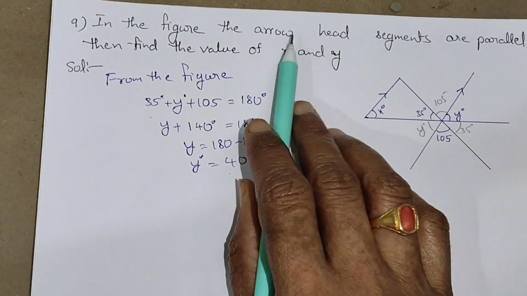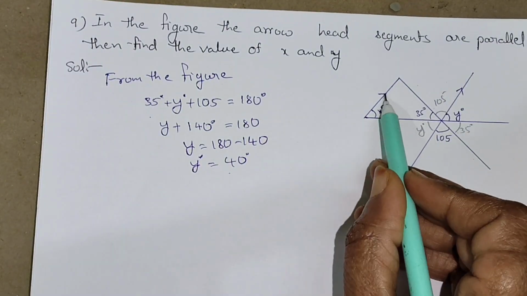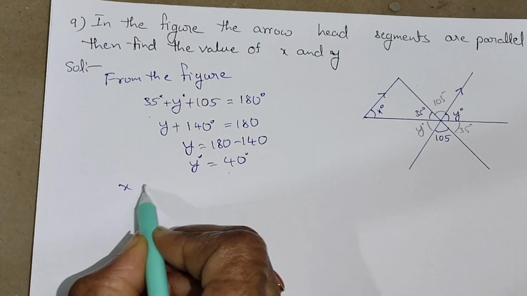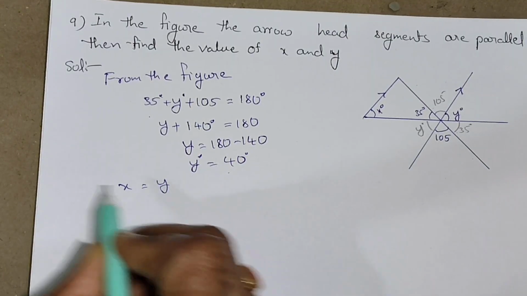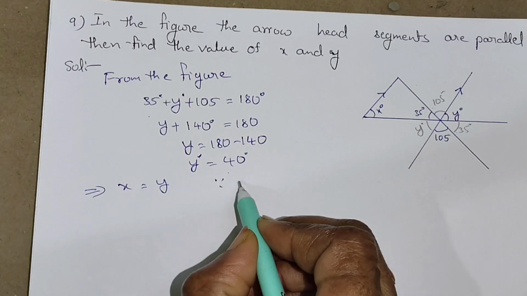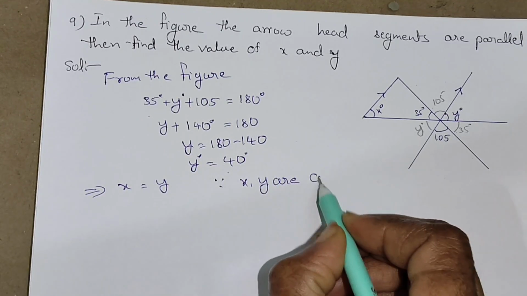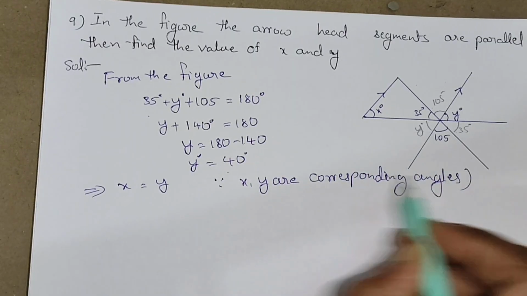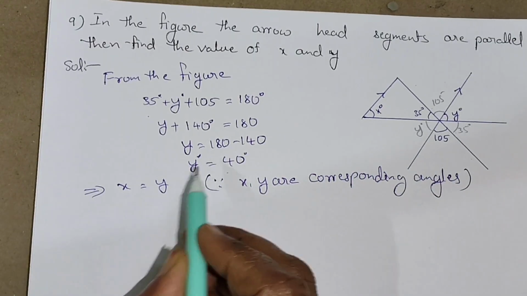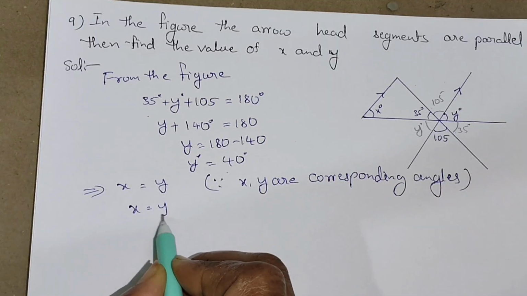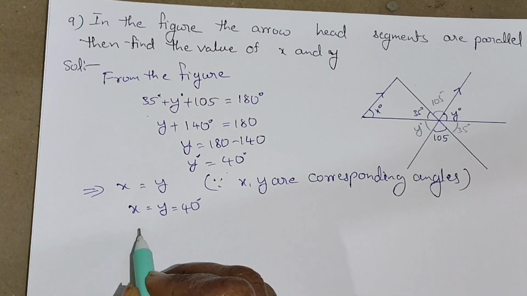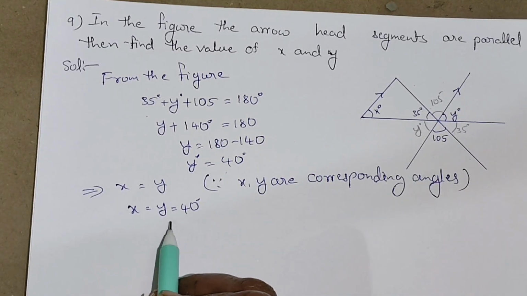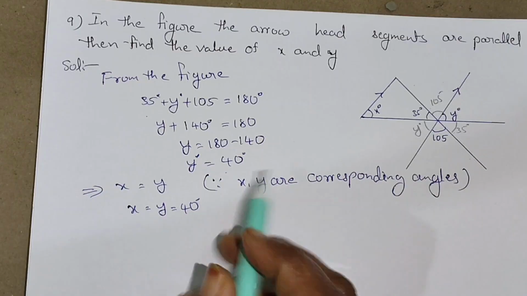Here arrow head segments are parallel, which means these two are parallel. Here this is the transversal. So x equals y, because these two are the corresponding angles. X, y are corresponding angles. So here x equals y, and y equals 40, so we write y equals x equals 40 degrees. So the x and y values asked are both equal to 40 degrees. This is the answer.